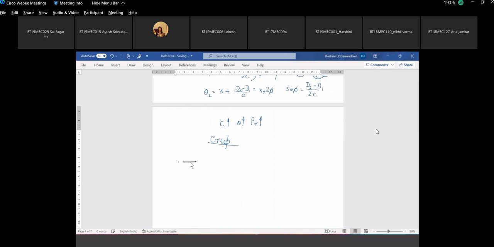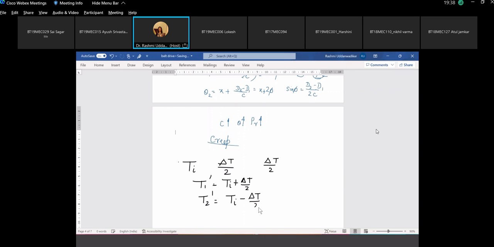So if the initial tension is Ti, and then there is an addition of del T by 2 and del T by 2 on either side of the belt, then the tight side tension T1 dash will gradually increase from initial tension Ti by del T by 2, and the slack side tension reduces from initial tension Ti minus del T by 2.